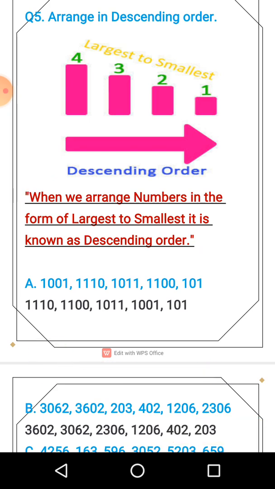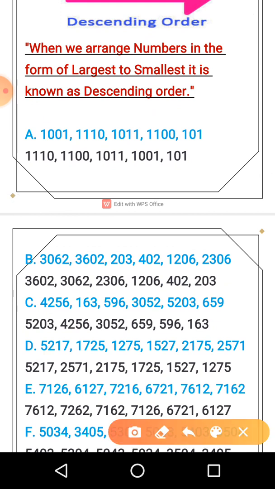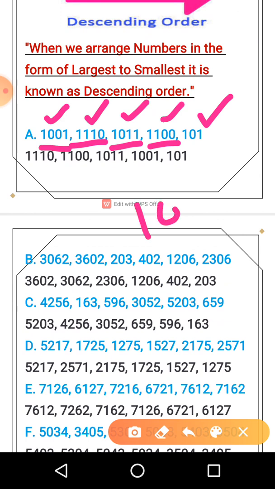So let's start with question number A, that is 1001, 1110, 1011, 1100, and in the last 101. So we have to arrange the numbers in descending order. Then we'll put the largest number in the beginning. So the largest number is 1110, then we have 1100, then 1011, then 1001, and in the last, the smallest number, that is 101.